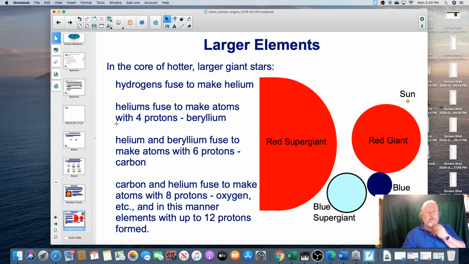Helium will fuse to make atoms with 4 protons. We call it beryllium. Helium and beryllium fuse to make atoms with 6 protons. We call that carbon. Now, carbon and helium fuse and make atoms with 8 protons. Oxygen. And in this manner, with up to 12 protons formed, we form elements. So all these stars are giant atomic factories.